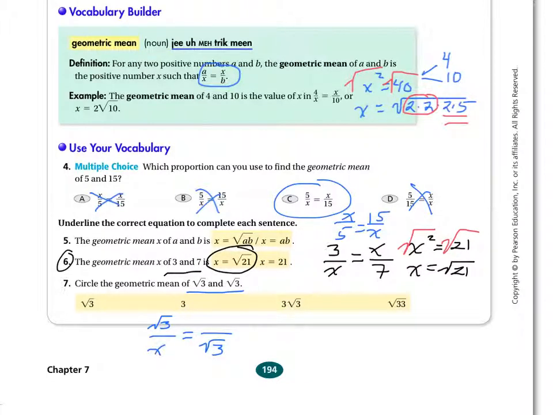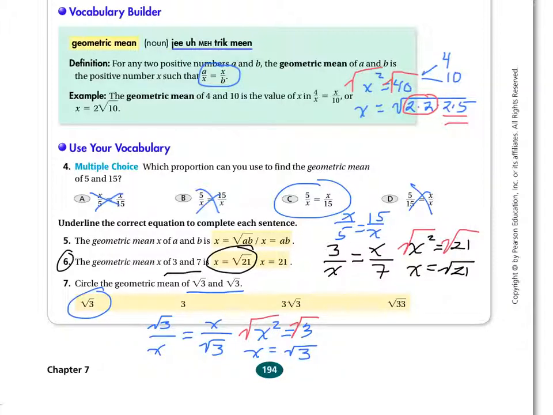So x and x. So what's x times x? So we get x squared equals, what's radical 3 times radical 3? 3. When you solve for x, you take the square root of both sides, and we're only doing the positive square root. So doesn't x equal the square root of 3? So when the numbers are the same, isn't the geometric mean the same?